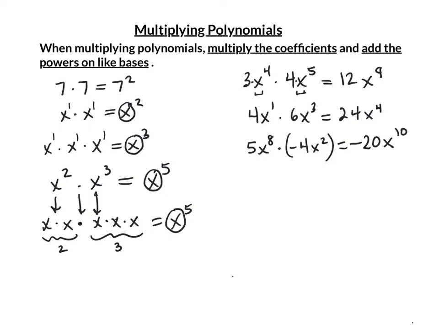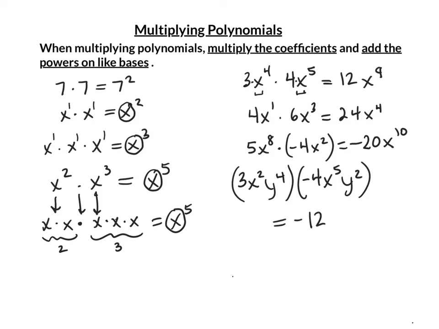And we can add more variables to the mix. 3x squared y to the 4th times negative 4x to the 5th y to the 2nd. 3 times negative 4 is negative 12. It goes in front. x squared times x to the 5th, there's 2 and 5. That's 7 x's multiplied. And y to the 4th times y squared, there are 6 y's multiplied.